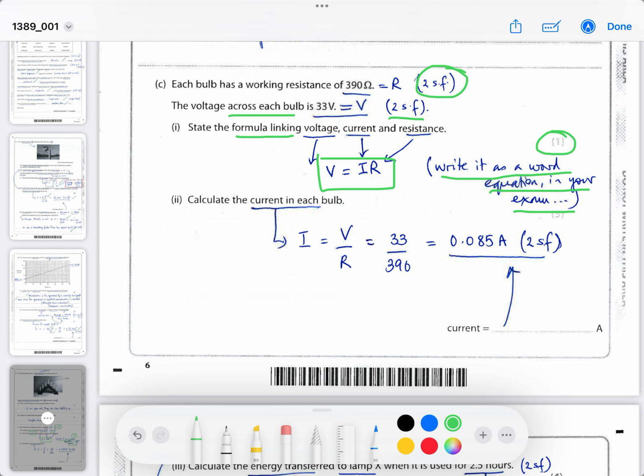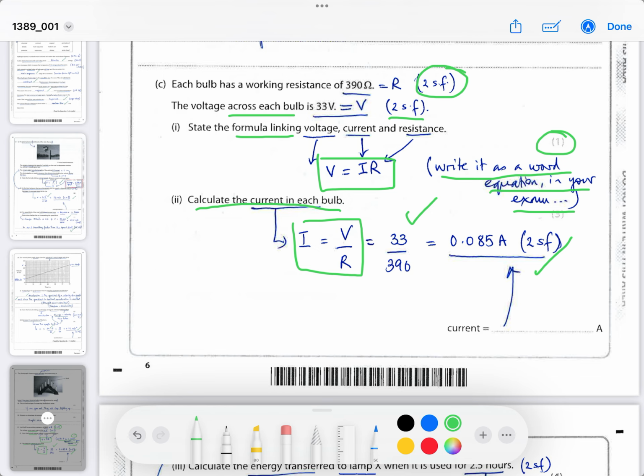So then they want you to calculate the current in each bulb. Yes, that's each individual bulb, because remember 33 volts is how much each bulb gets of its share of the mains electricity, divided by the resistance using this equation. Put the numbers in correctly, you'll get 1 mark, and then you will get another mark for quoting it to 2 significant figures. Okay?